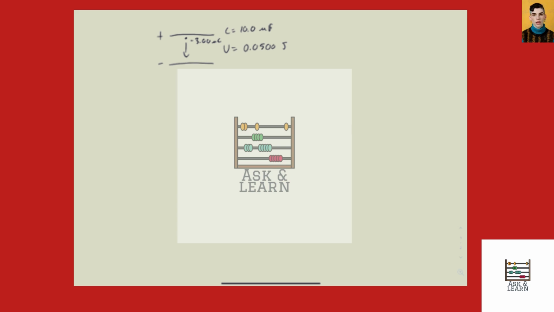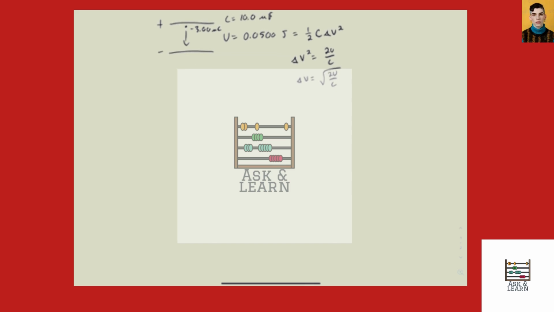And we know this energy stored in the capacitor is 1/2 C delta V squared. So delta V, you can solve for it. Take the square root, and get 2U over C.